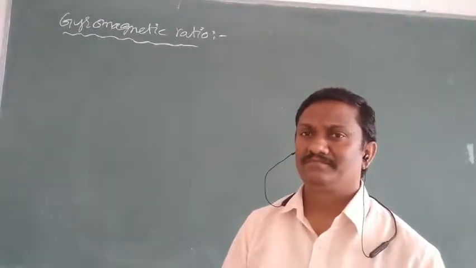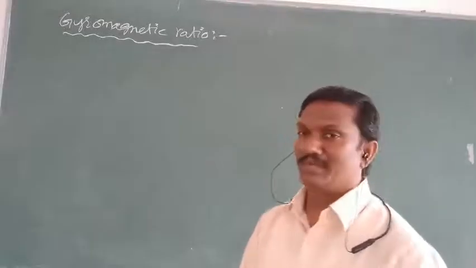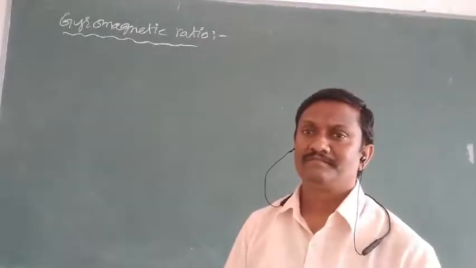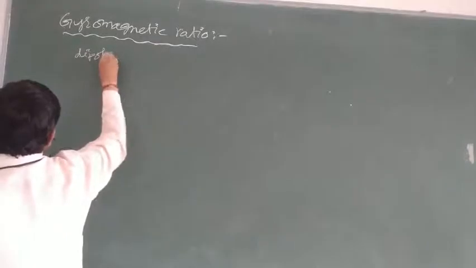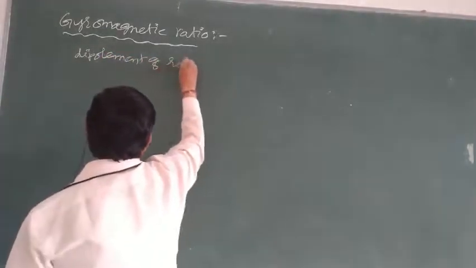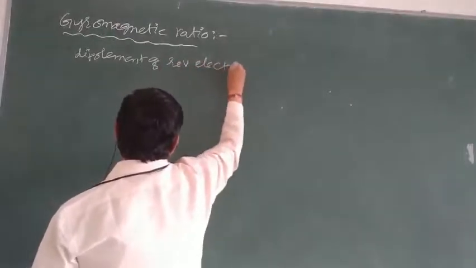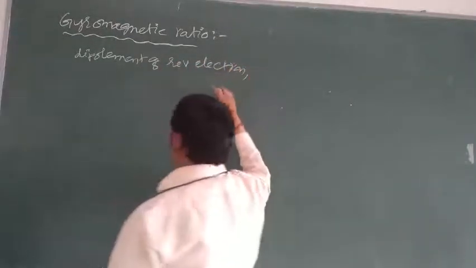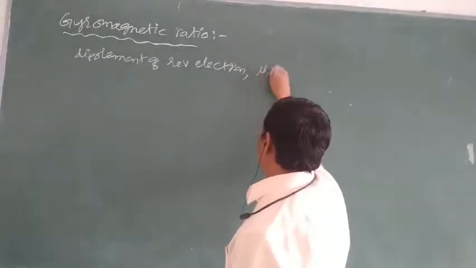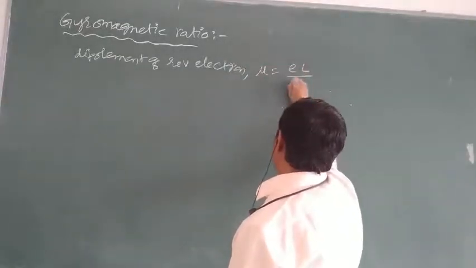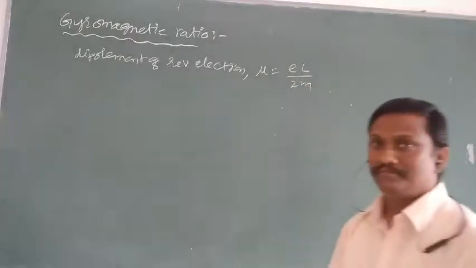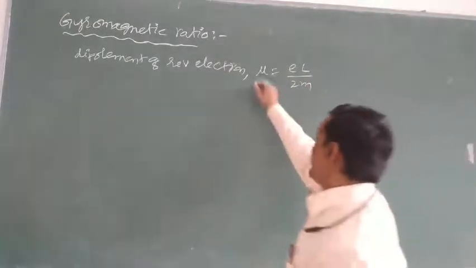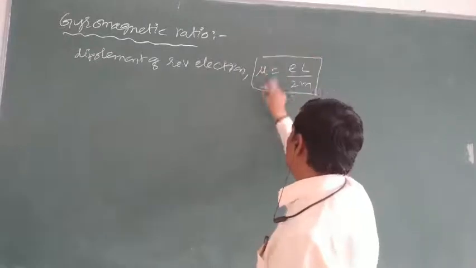Gyromagnetic ratio. Actually, it is related to the dipole moment of a revolving electron. In the previous video, we derived the expression for the dipole moment of a revolving electron. The symbol of dipole moment is mu, and mu is equal to eL by 2m. So it is the expression for dipole moment of a revolving electron in terms of angular momentum.